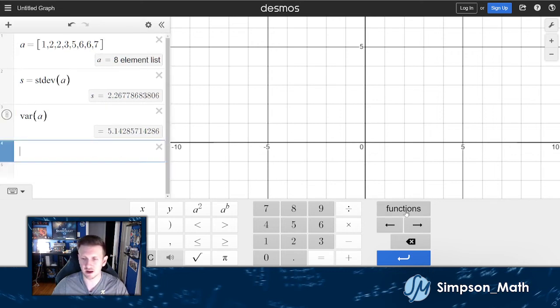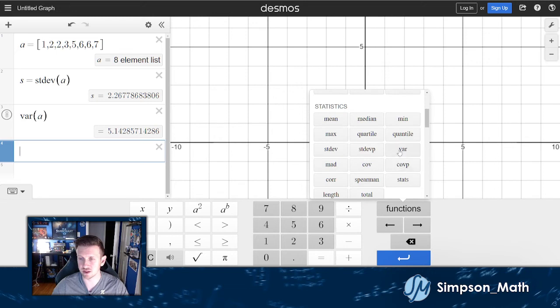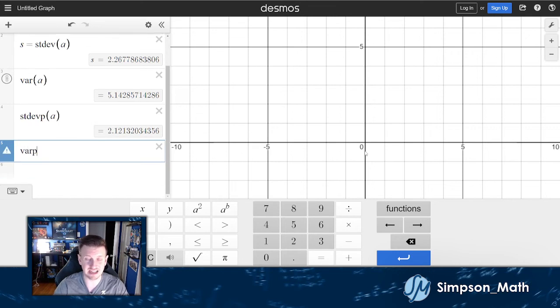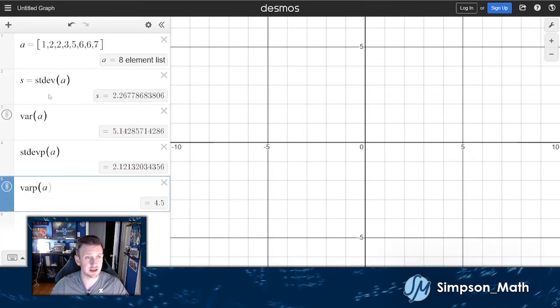All right, and then quickly, the standard deviation of the population, so it's the STDEVP of A, and then I just have to key this one in, VARP of A. And when I say "of," I mean parentheses, like it's a function, because that's what these really are. These are known functions. So the variance function is running through all those calculations based upon this specific input. All right, so that's how you can get the standard deviations and variances, both sample and population, on Desmos.